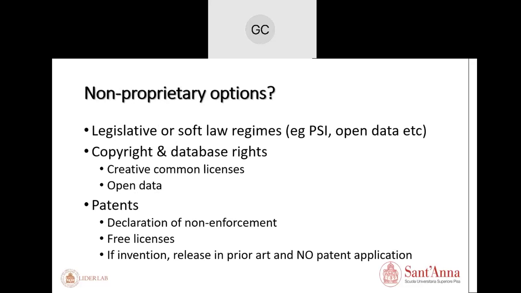So you may also have non-proprietary regimes that are on a legislative basis, like PSI or open data, or they can be under soft law regimes, depending on your own personal agreement or adherence to specific groups, like EOSC is. So instead of having copyright or database rights, you may have Creative Commons licenses that give free access, so copyleft, or you may opt for open data structures. Under patents, you can go for a declaration of non-enforcement or free licenses, or what you are producing might even be released by you without patenting, and that goes in free, in public domain, in prior art. So as much as you have proprietary solutions, you also have non-proprietary free use solutions.